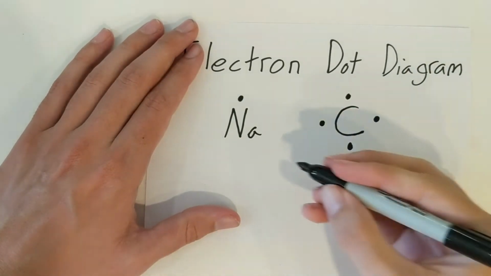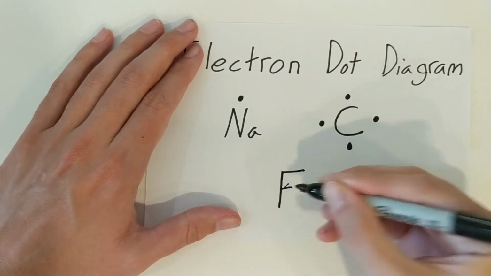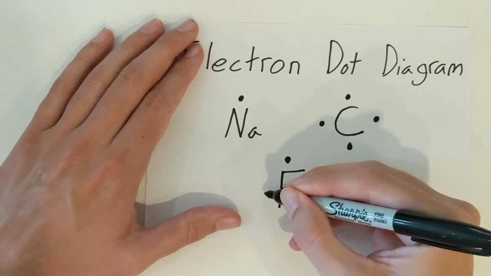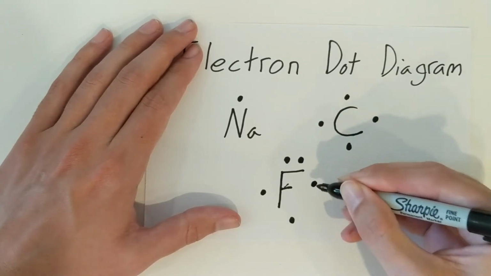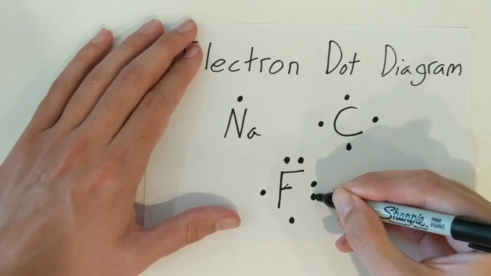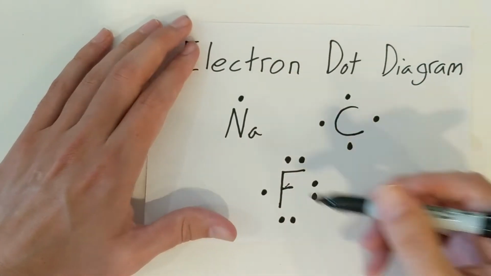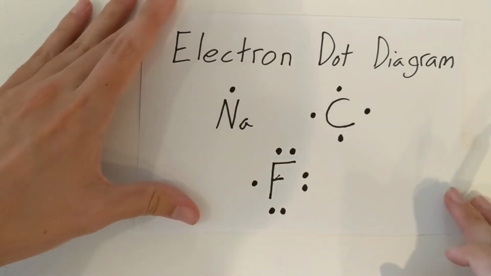And if I had something like fluorine, it has 7 valence electrons, so it would look like this. Let's see. 1, 2, 3, 4, 5, 6, 7. And there's a certain way of putting dots around it, and Tyler does a great job at that, so he'll cover the rest of that.